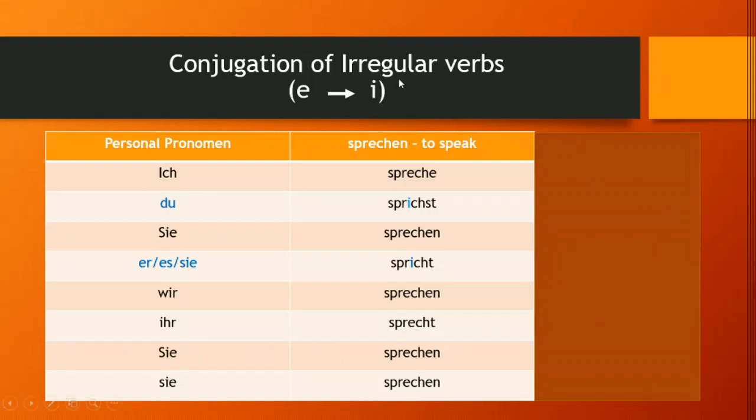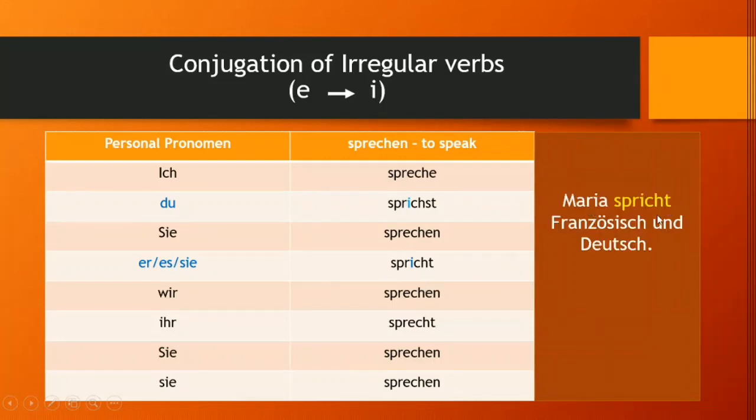So the next irregular verb is sprechen, which means to speak. Here also, e changes to i. Ich spreche, du sprichst, er/sie/es spricht, wir sprechen, ihr sprecht, sie sprechen, Sie sprechen. So for du, it's sprichst, er/sie/es spricht.